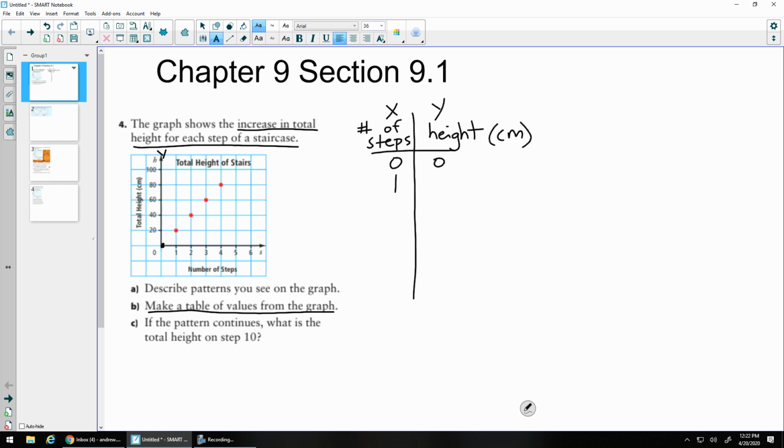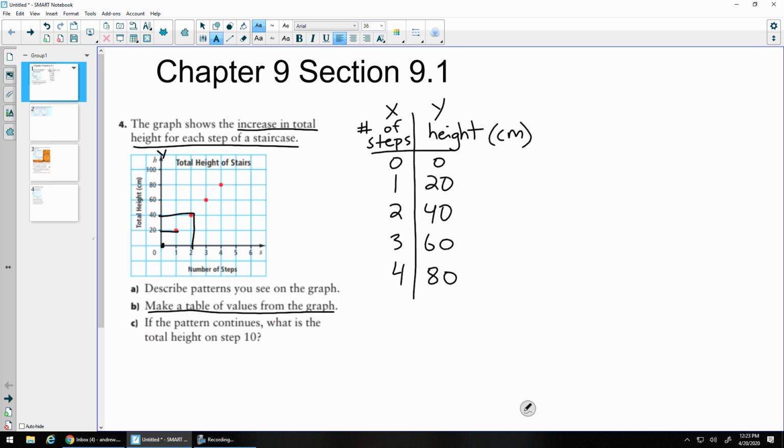When we've gone 1 step, the graph tells us we've gone 20 centimeters. When we've gone 2 steps, the graph tells us we've gone 40 centimeters. 3 is 60, and now we see this pattern. 4 is 80. Okay, and this pattern would continue.